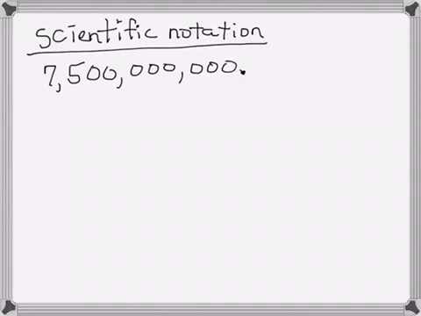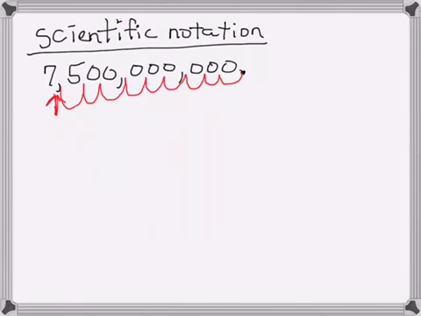Let me get a different color so we can see the movement. And we're going to count how many spots we're going to move it. We're going to move it all the way to here. You can move it anywhere you want, but we're going to move it to here for our scientific notation, between the 7 and the 5. So how many spots do we have to move? We're going to count those spots: 1, 2, 3, 4, 5, 6, 7, 8, 9 spots. We're going to move it 9 spots over.